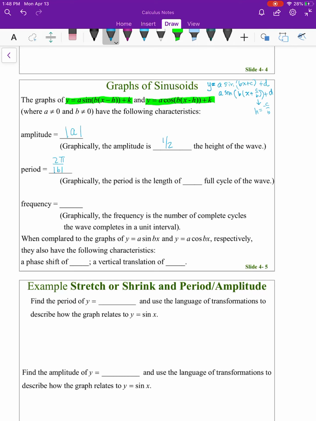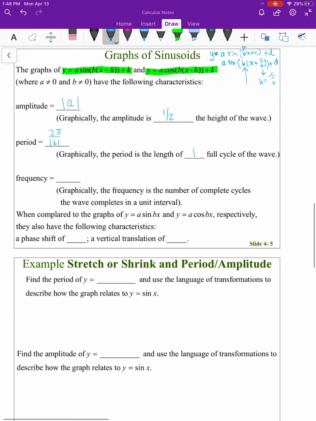The period is 2 pi divided by the absolute value of b. And graphically, the period is the length of one full cycle of the wave. And you can see where your b is. Your b is that number that's the coefficient of x. If there's another number there and you have to factor that b out, then that b is still the part of your period. You're going to take 2 pi divided by the absolute value of that, and that's going to be your period.